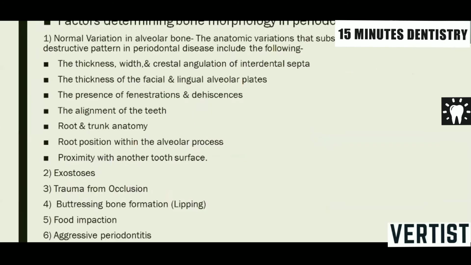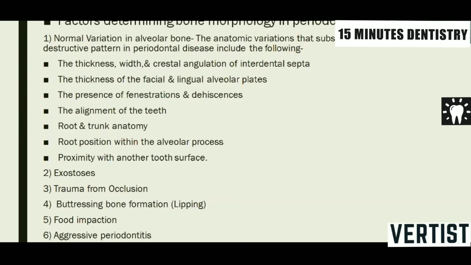Now, what type of bone defect will take place? What decides it? The factors determining the morphology of the bone defect or destruction in periodontal disease are normal variation in alveolar bone, so whether the wall is thick or thin, then the alignment of the teeth, root trunk anatomy, root position, then exostoses if they are present. Trauma from occlusion, if it is present, will lead to angular type of bone loss. If there is buttressing bone formation, there will be lipping formation.